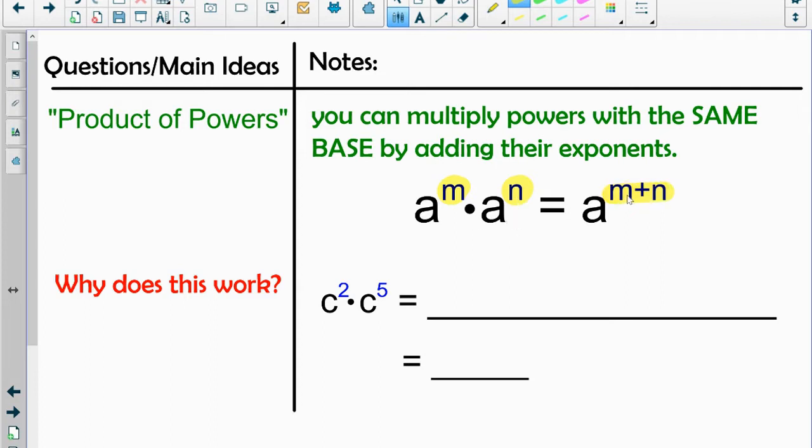Now, if and only if you have those conditions met, that you're multiplying powers with the exact same base, a little shortcut is that we can actually just add the exponents together. I know that seems weird, like why, when you're multiplying powers, why don't you multiply the exponents? Well, that's not how it works. You add the exponents instead.